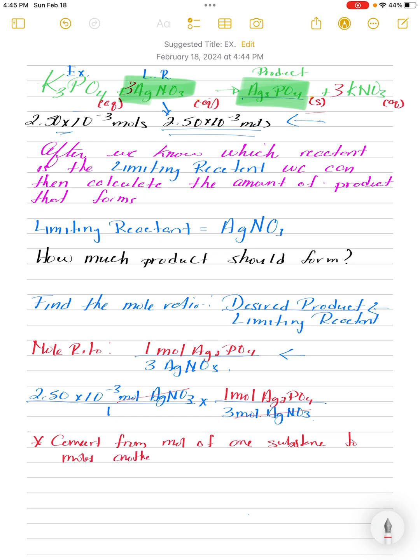That's how we're able to calculate unknown quantities using a balanced chemical equation, because we're able to do the stoichiometry and figure that out, right? The stoichiometry is just basically using the mole ratio.